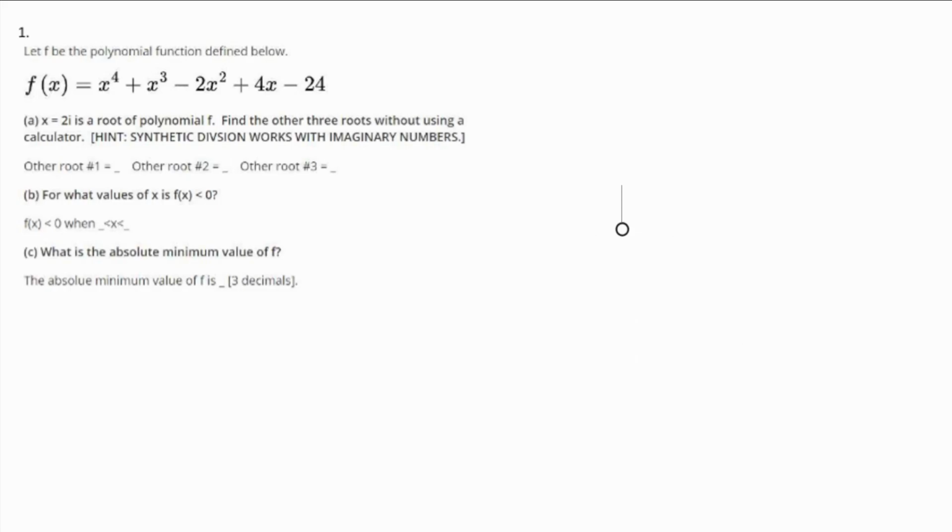In this video, I'm going to be working the second review for Algebra 2 Unit 7. And this was also an online quiz for my class one day when I was out. So the first one is talking about, let f be the polynomial function defined below.